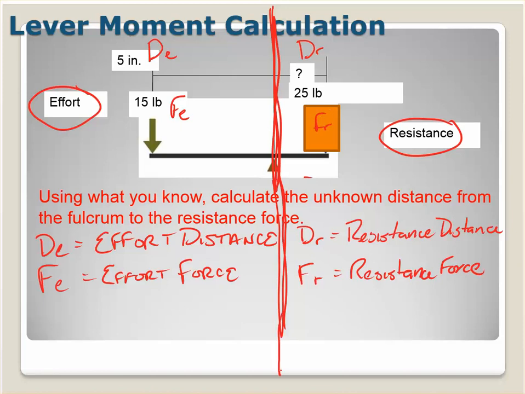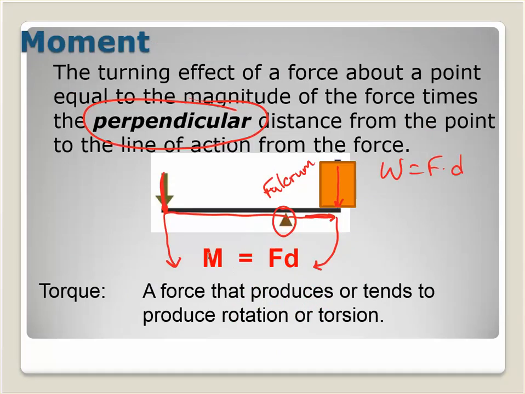Now the next thing I want you to realize is that for all levers, we're going to assume that these two sides, or these two moments, are equal to each other. So what we do is we set the moment of the effort equal to the moment of the resistance. Let's use the equations that we know: FE times DE is equal to FR times DR, and that's just going back to our moment equation that we gave to you right away.